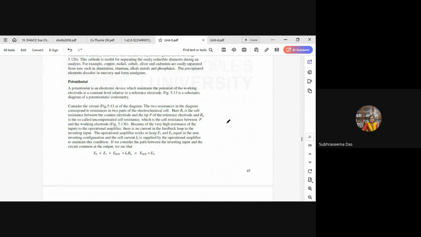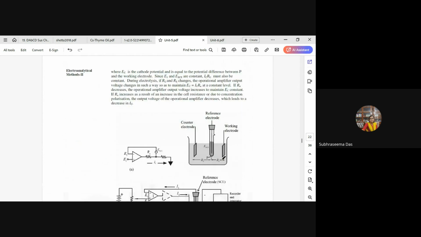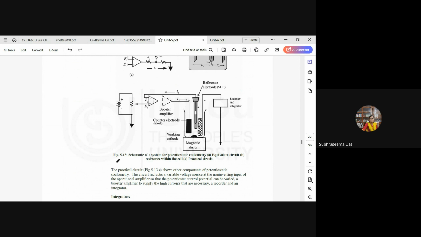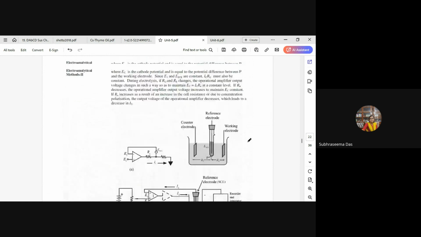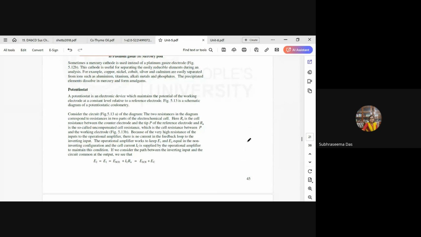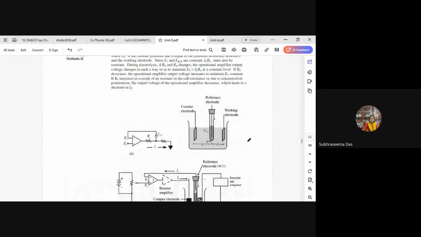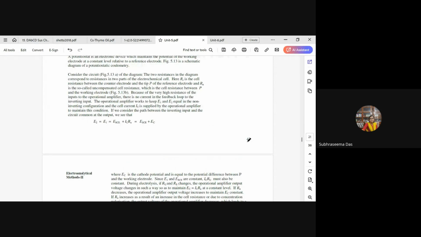Then coming to the potentiostat. A potentiostat is an electronic device which maintains the potential of the working electrode at a constant level. Figure 5.13 is an example of a potentiostat. If we consider circuit 5.13a, we see there are two resistors in the diagram. Rs indicates the resistance of the counter electrode, and Ru is the unknown cell resistance.